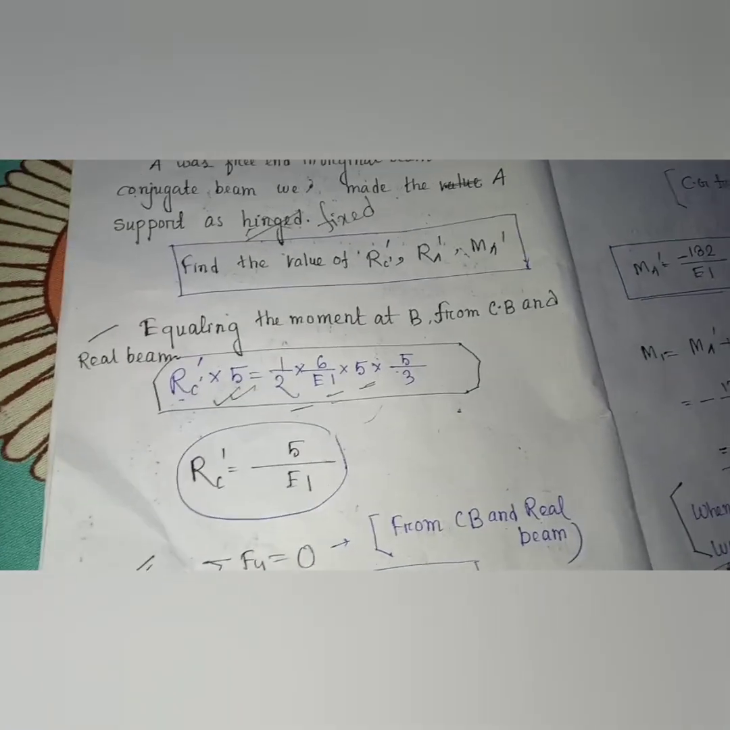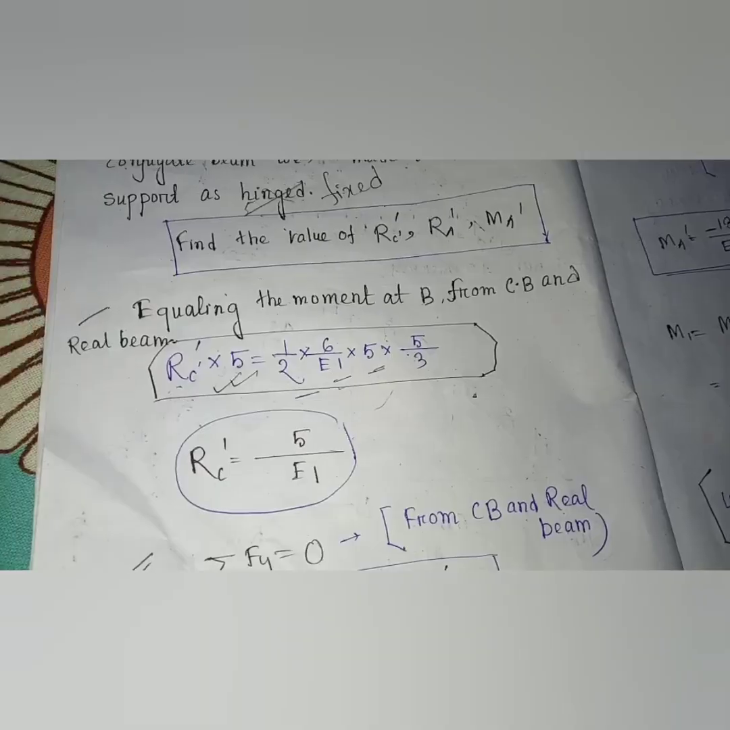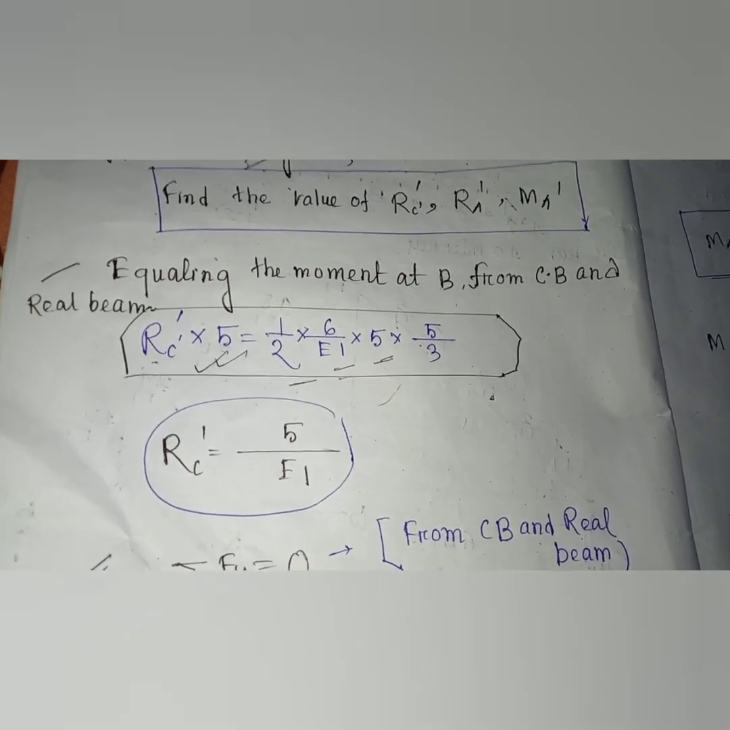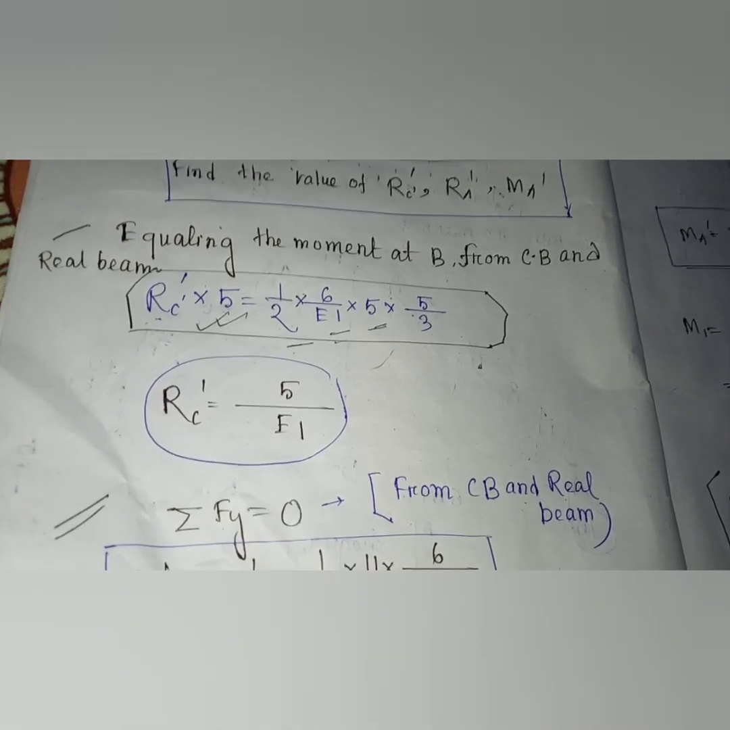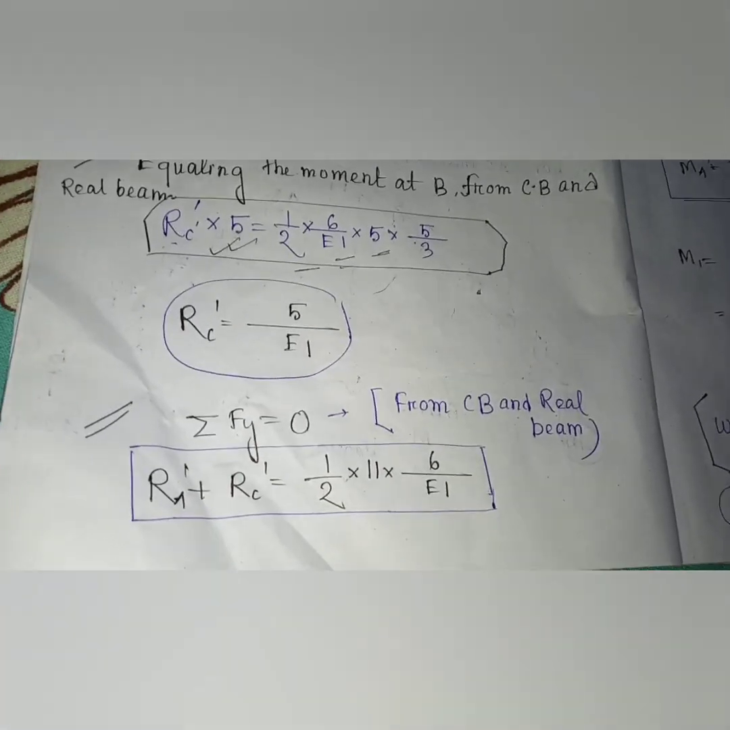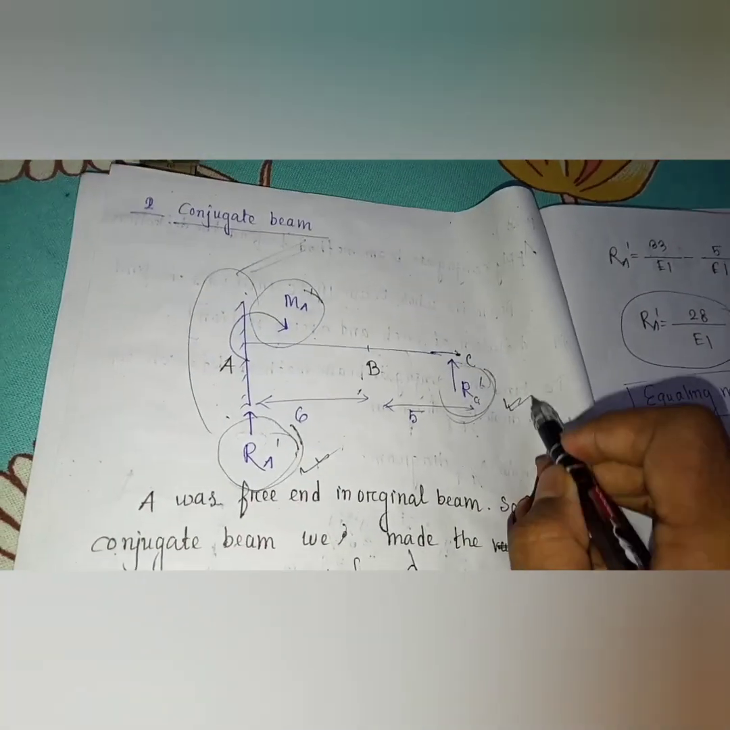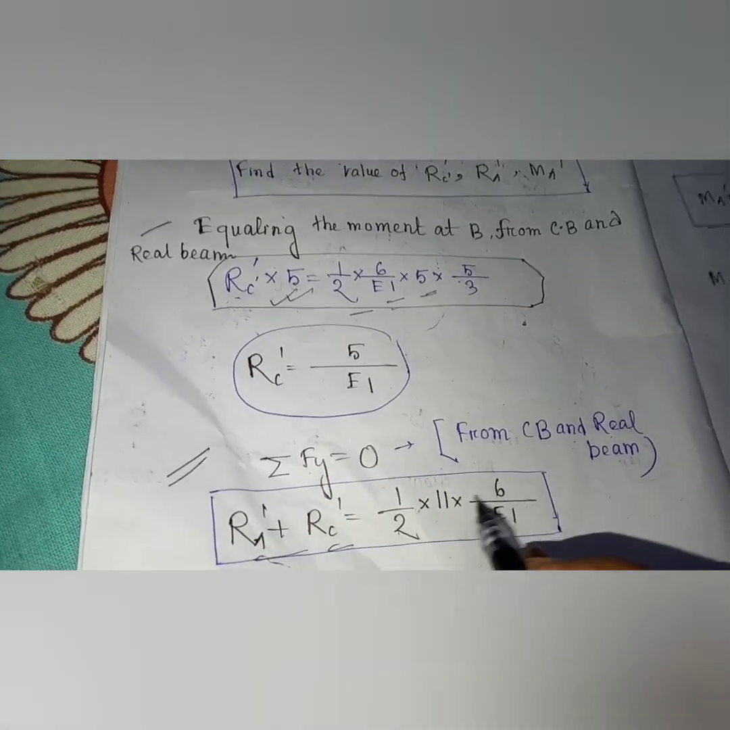I hope you all understand. If you have any problem, then you can tell me in the comment section, right? We have equated the moment of the real beam and the conjugate beam like that, and RC prime we have found as 5 by EI from here. Now our next job is summation Fy equal to 0. That means the summation of the vertical forces equal to 0 in the conjugate beam and in the real beam. In the conjugate beam we can see there are two upward forces, RA prime and RC prime, right? So here I can write RA prime plus RC prime equal to this value.